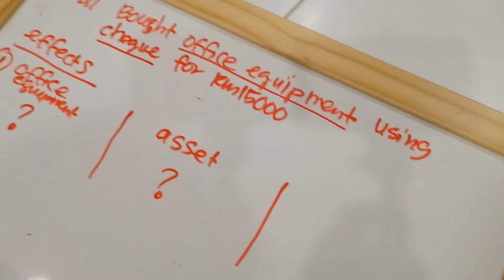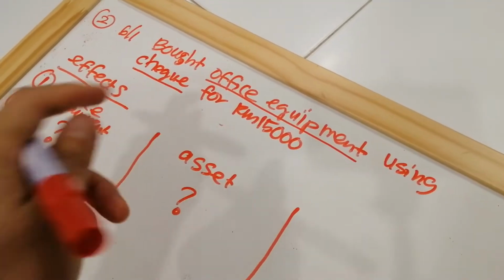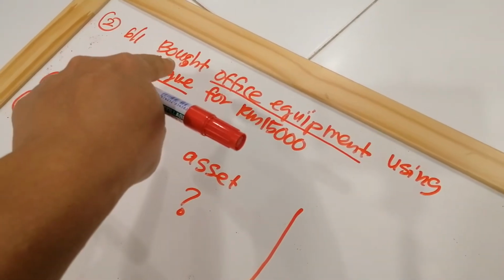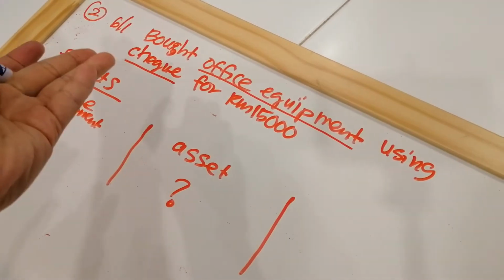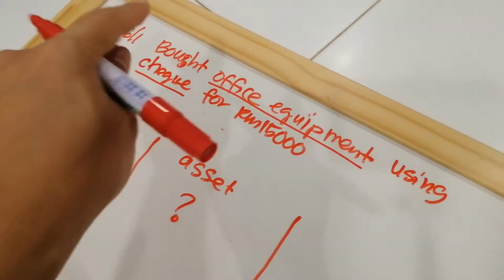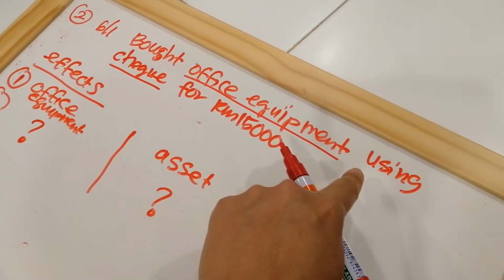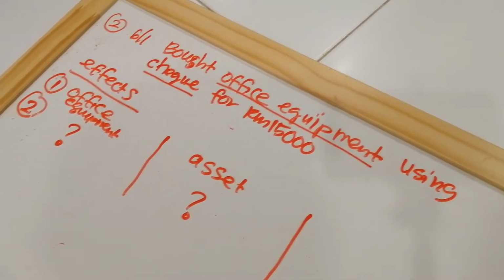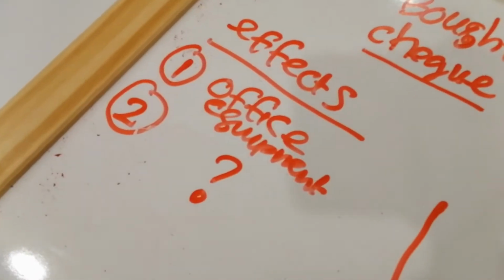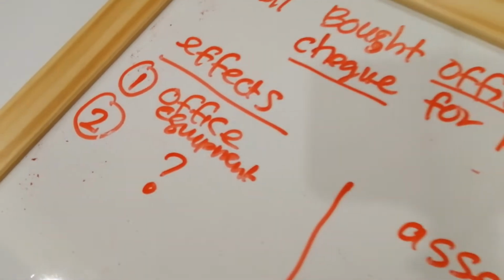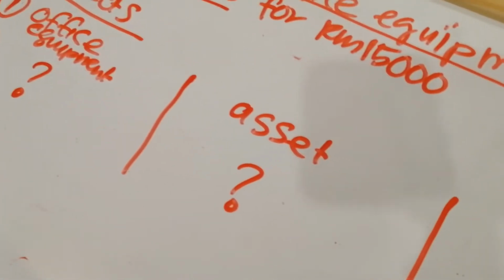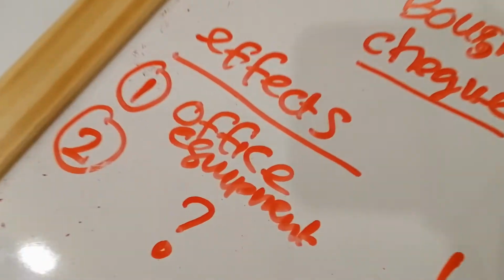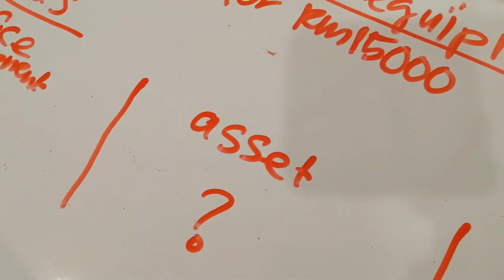So if you spend your time already to check the wheels, you know that the first item is not bulk. So we have office equipment. Even using is not the item. So office equipment, so I put here effects, the first effect, office equipment. If you check under asset wheel, yes, we have office equipment category is under asset.